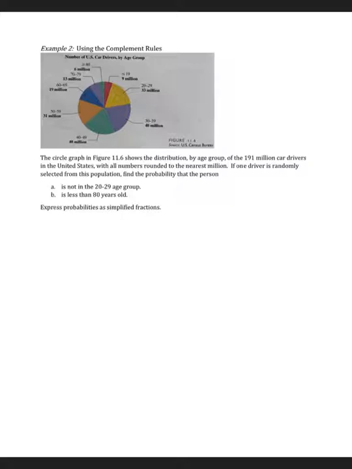If one driver is randomly selected, find the probability that the person A is not in the 20 to 29 age group and B is less than 80 years old. Express probabilities as simplified fractions. So we have two parts to this one. We're finding two different things. So we'll start with part A.